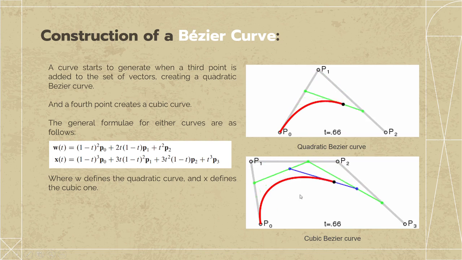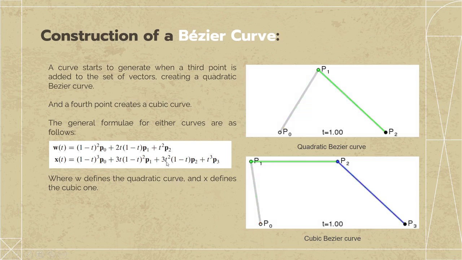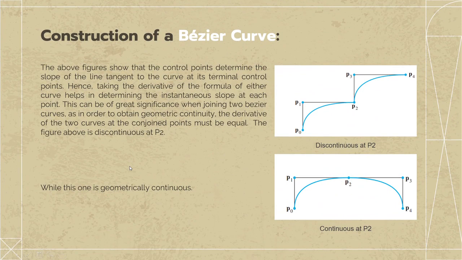In order to determine the gradient, or the slope, or the derivative at each point on the curve, you can simply take the derivative of the formula. When joining together two different Bézier curves, in order to achieve geometric continuity, as you can see here, you need to have the same value of the derivative at the point of joining these two curves.